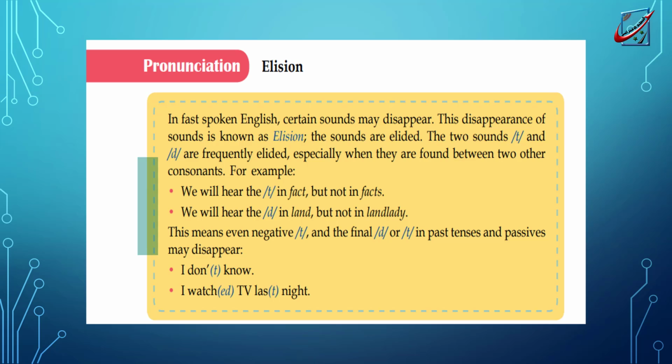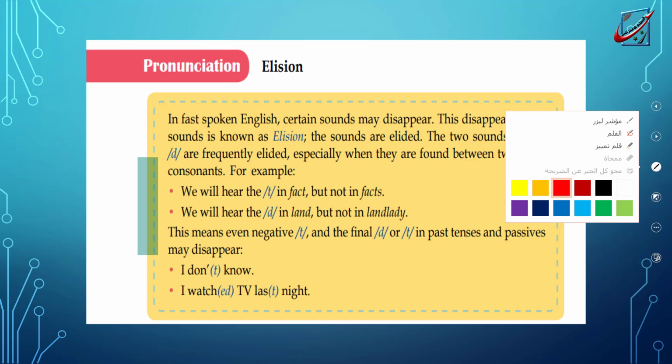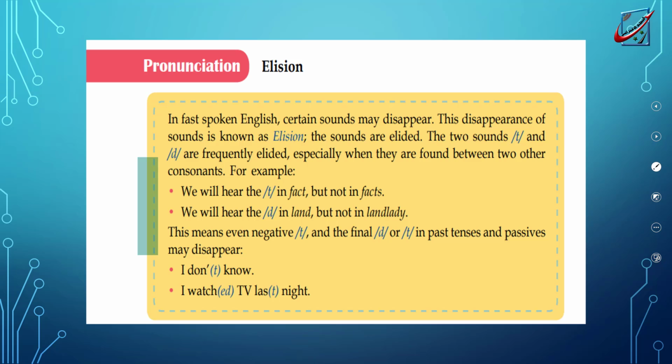Now we come to the pronunciation section in our unit. The title here, elision. What's elision? In fast spoken English, certain sounds may disappear. This disappearance of sounds is known as elision.